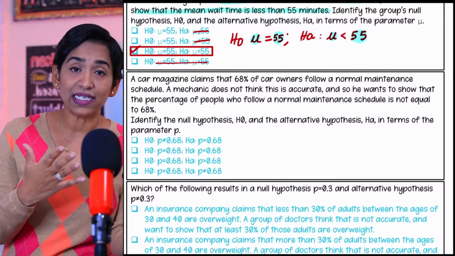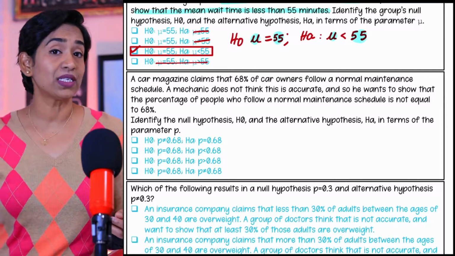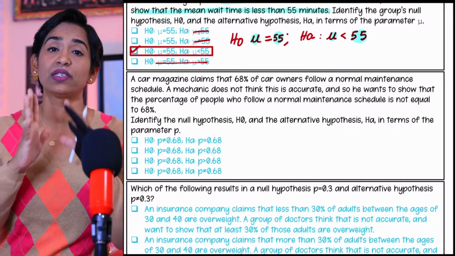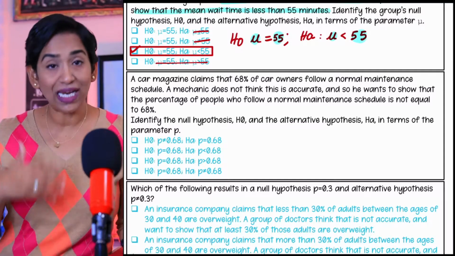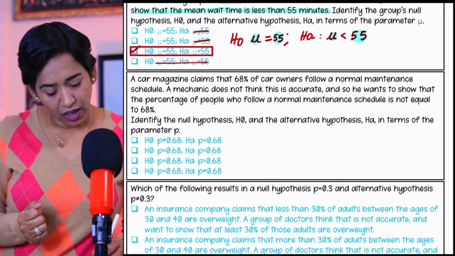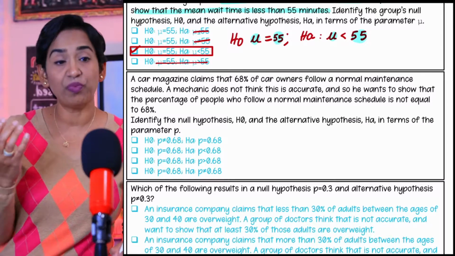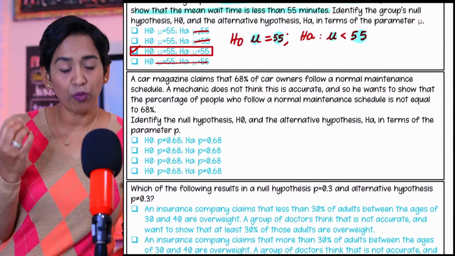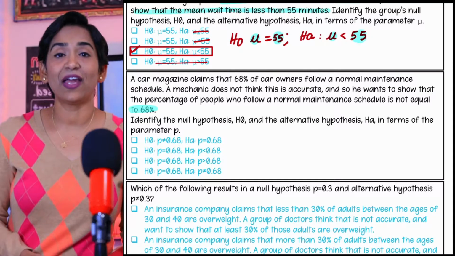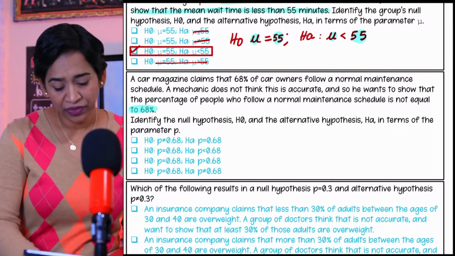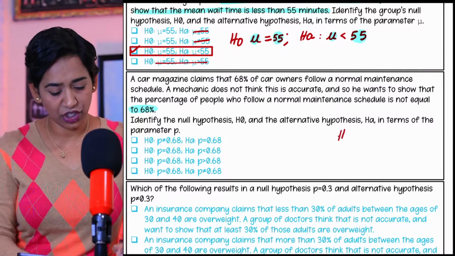So your alternative here is, remember, anything that's equal to is null. So I don't start with my null hypothesis. I start with my alternative. So here, let me see which one leads to my alternative. A mechanic does not think this is accurate, so he wants to show that the percentage of people who follow a normal maintenance schedule is not equal to 68. Do you see that? So it's not equal to 68. So my alternative here, I'm going to write HA.